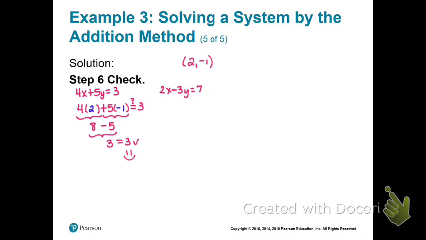So let's do the same thing in the second equation. So 2x minus 3y, and we want to know, is that equal to 7? So plug in your x is 2, your y is negative 1. Alright, so then we're going to do 2 times 2, which is 4. Negative 3 times negative 1. Negative or positive 3. And 4 plus 3 is 7, which is what we were looking for, right? So we know for sure that 2, negative 1 is our solution.